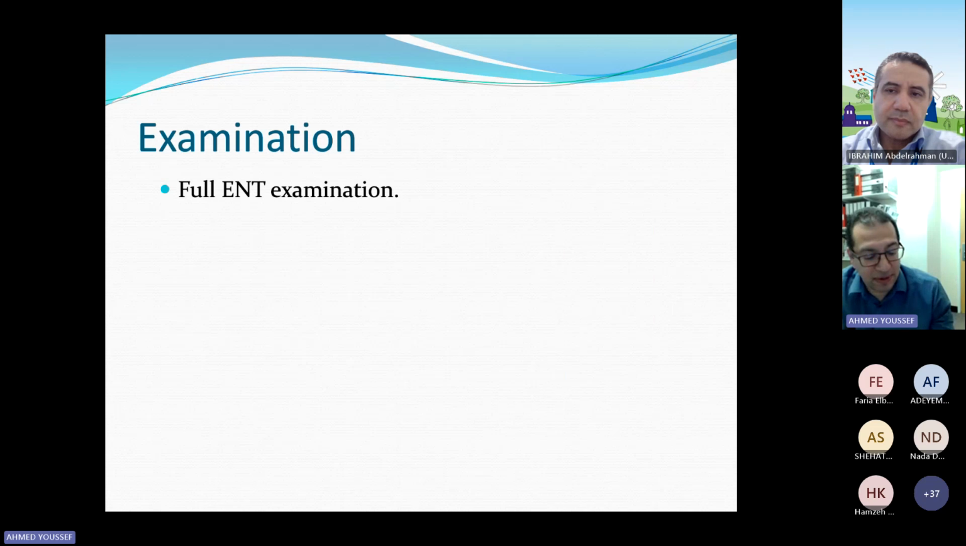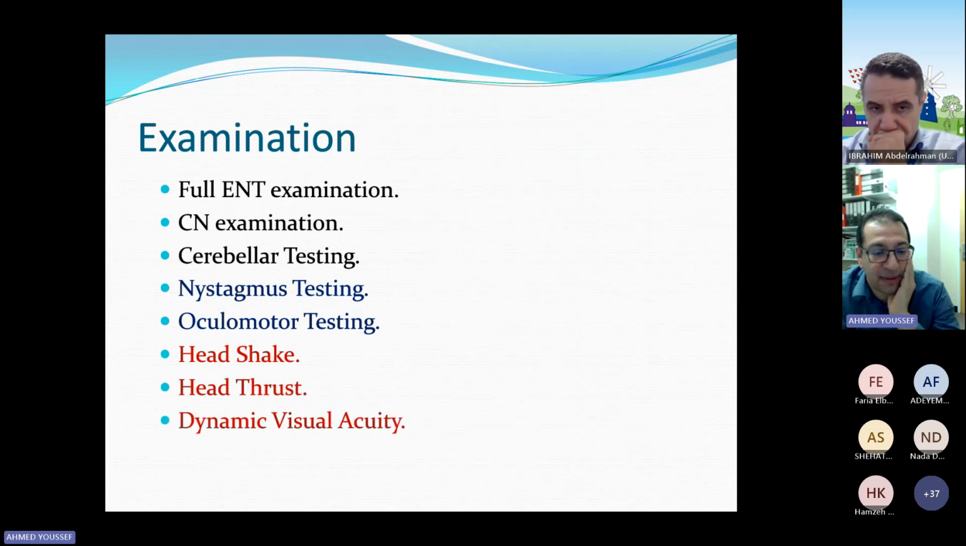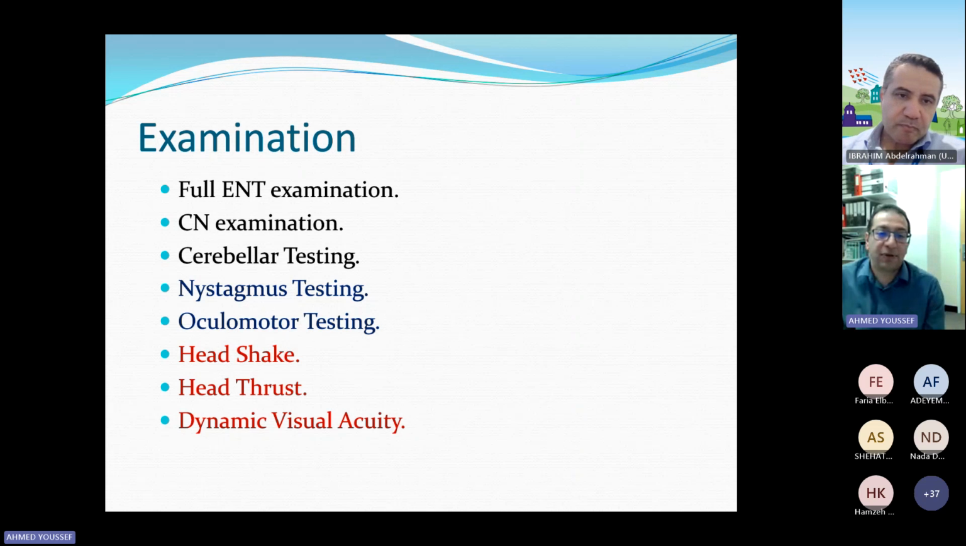So if we proceed to the examination now, in general the plan that I normally take is to do a full ENT examination, cranial nerve examination, cerebellar testing, and then we're going to move into the nystagmus testing, oculomotor testing, and head shake nystagmus, head thrust test, dynamic visual acuity. As you can see, the first three, everybody knows how to do them: cranial nerve examination, cerebellar testing, because if there are some cerebellar signs, then this patient needs, of course, to be seen by a neurologist.